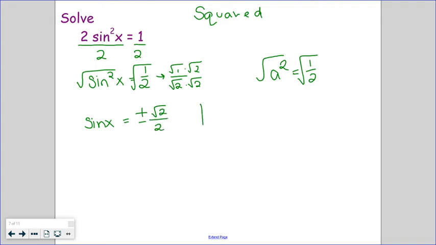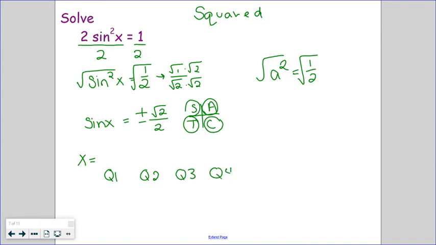So, as we think through our "All Students Take Calc," we have both the positive and the negative version of this one. So sine is positive in quadrants 1 and 2. The negative part of it means that it's also from quadrants 3 and 4. And so what happens is we get answers from all 4 quadrants. And again, I'm going to put those down here so that I don't forget to put answers from all 4 quadrants here.